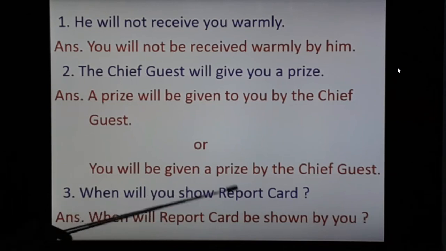Next, when will you show the report card? Answer: when will the report card be shown by you?